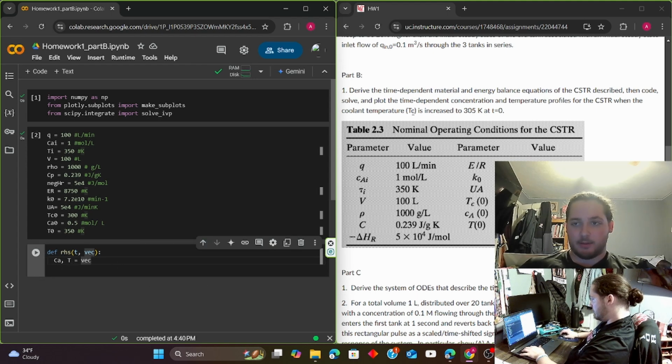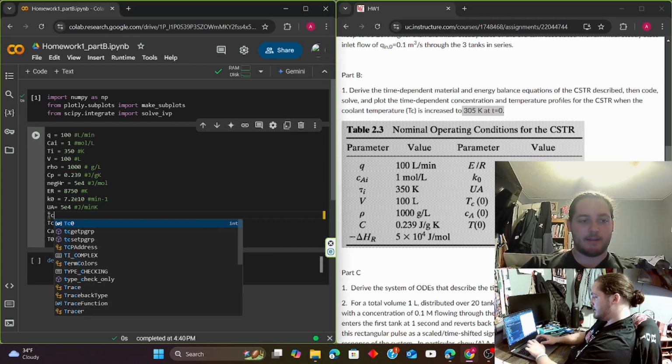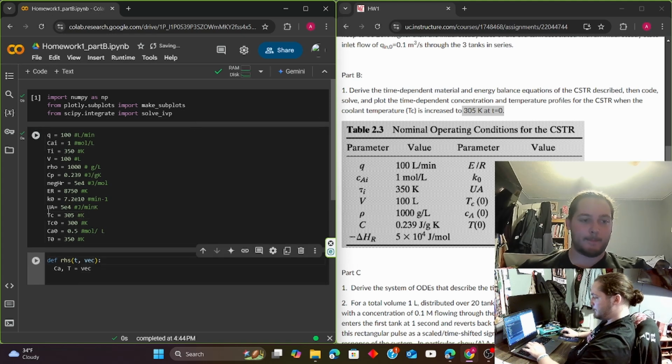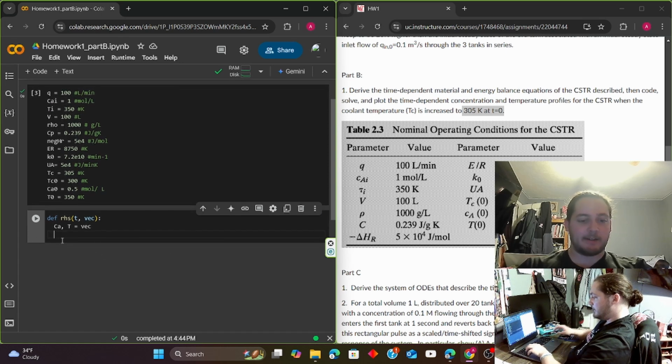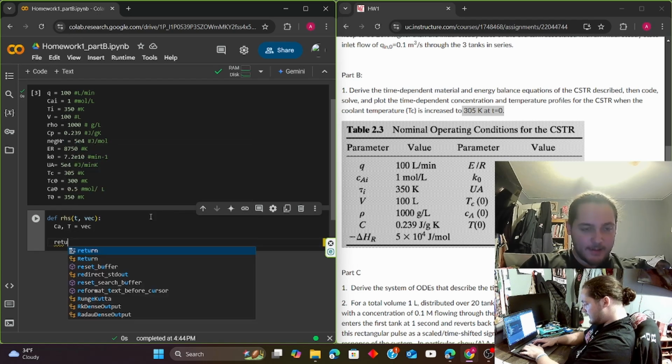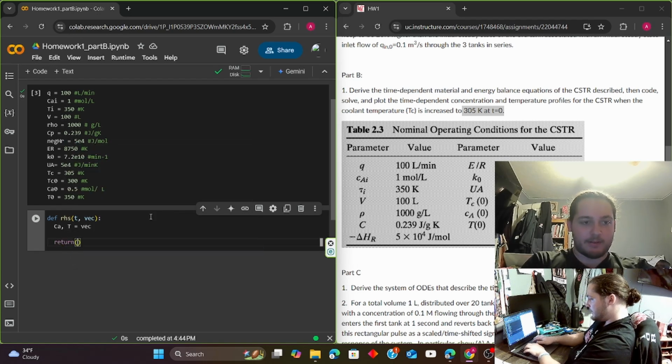We now need to include the new coolant temperature value for TC, and that is going to be at 305 Kelvin at t equals 0. So we can denote that as TC is equal to 305. And again, that is Kelvin. All right, so now we can return the right-hand side of our function from our previous derivations.